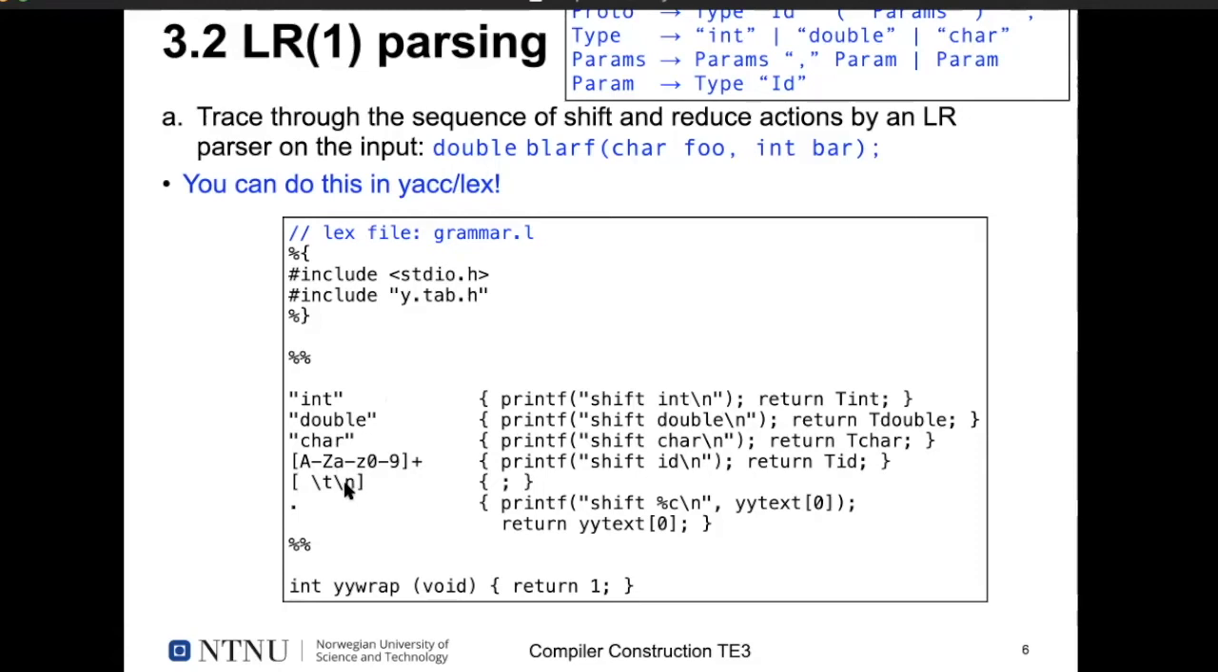Then it ignores white space, which is here just space and tabs and new lines. So this is pretty common. And then for all the other characters here, we just return the value of that character. And this string that was scanned by the scanner is always in this global variable yytext. So the first character of that string is in yytext array position 0 here. This is just a character array, so a string. So we actually return this because we also need to find commas and brackets, which are just single characters.